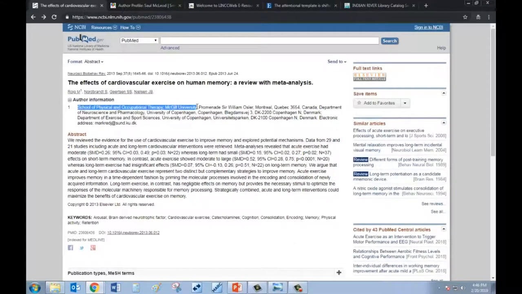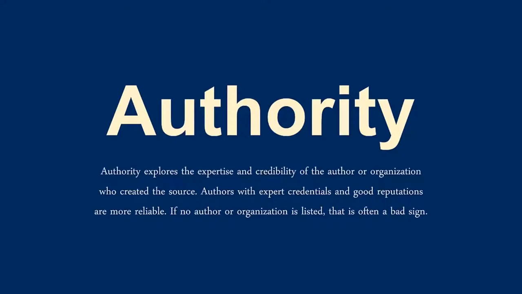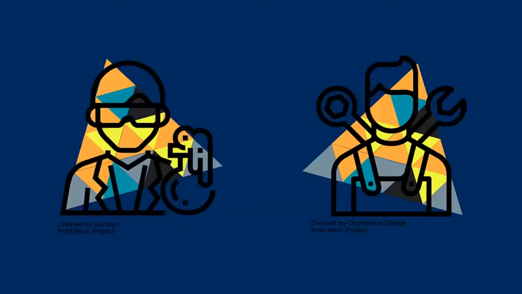I can tell a neuroscientist might be an authority on human memory by looking up the credentials needed for that job. Neuroscientists have doctorate degrees and work in hospitals, universities, or research facilities. If I'm looking for information on repairing my car, someone who has worked as a mechanic for many years would be a better authority to turn to than a neuroscientist. So it's important to judge each information need independently and consider who could be an expert on that topic.